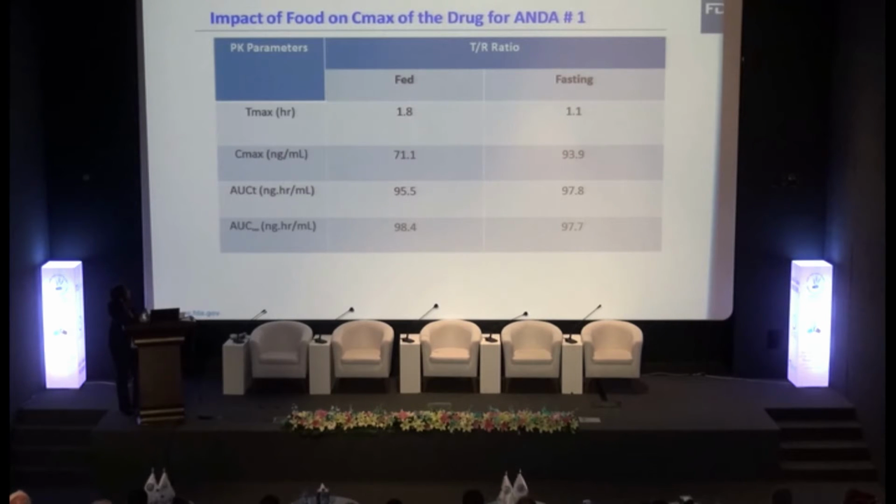So when we look at the data, this is the TR ratio, test to reference ratio, for the FED study and for the fasting study. We see there is a delay in the absorption, like the Tmax is longer, by about 65%. And the Cmax was reduced by about 25% compared to this one. So it's not at 100. There is an impact on the absorption. Where, yeah, the AUCs were not an issue.